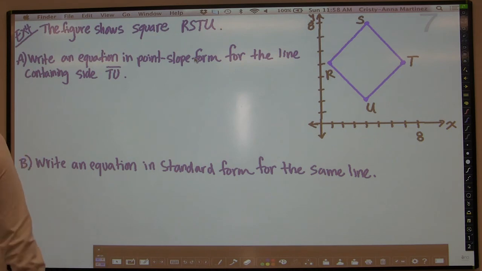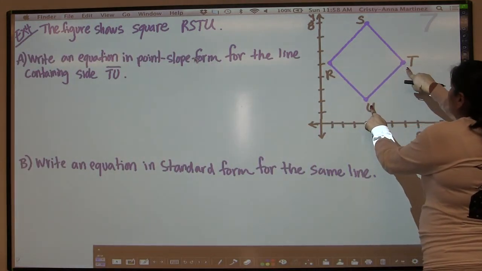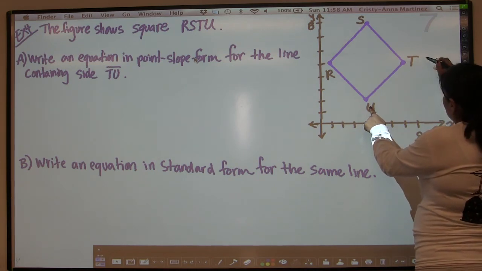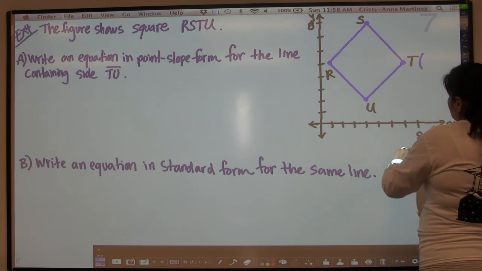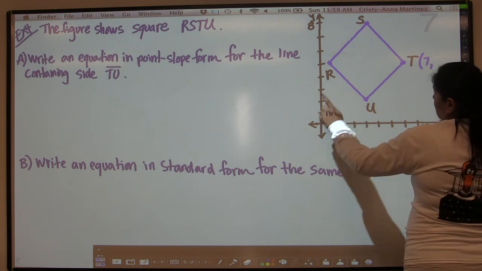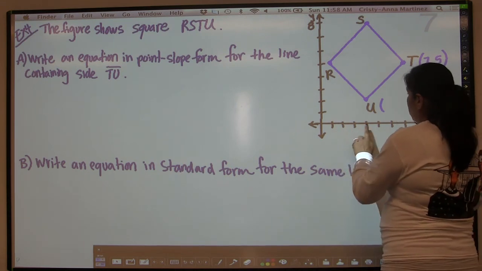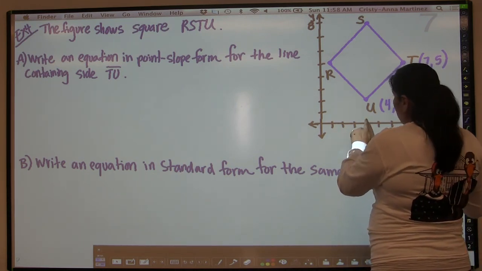All right, so in this example, we have a square that has been given to us. There's a figure there, it's square RSTU. And they want us to write an equation in point slope form for the line containing side TU. So probably the first thing we need to do is find out what the coordinates are of T and U. So it looks like for T, x is 7 and y is 1, 2, 3, 4, 5. And then for U, x is 1, 2, 3, 4, and the y value appears to be 2.